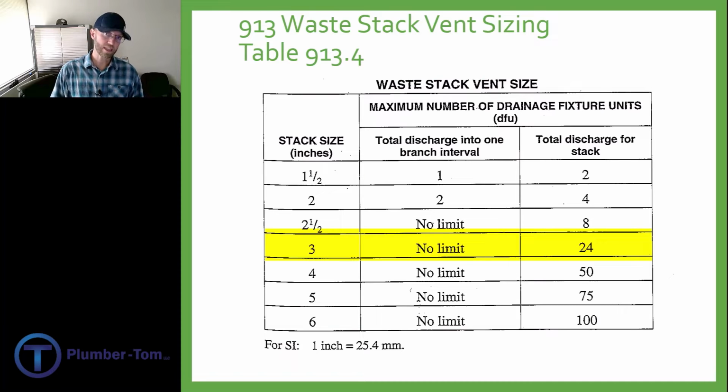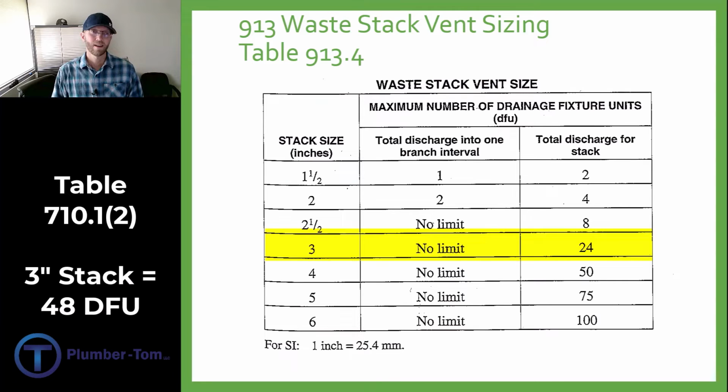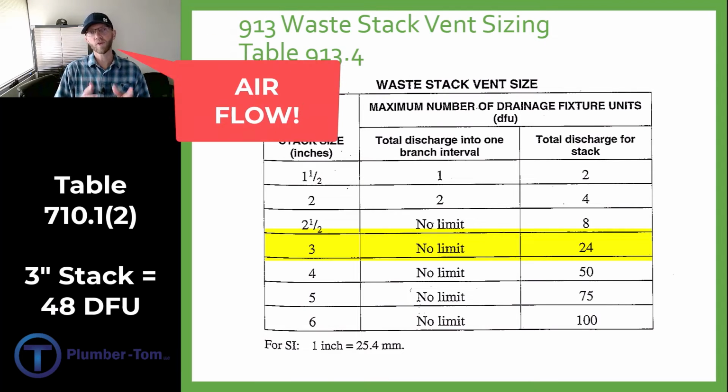Now compare that again with back in chapter 7. How many drainage fixture units can a stack handle? Well, for more than one branch interval, you can get up to 48 drainage fixture units. So already we're seeing here a limitation on the number of drainage fixture units allowed into that stack. And what does that do for us? That enables for open air space.